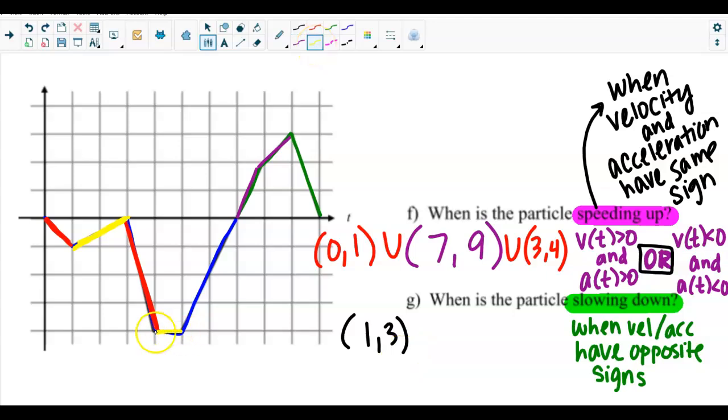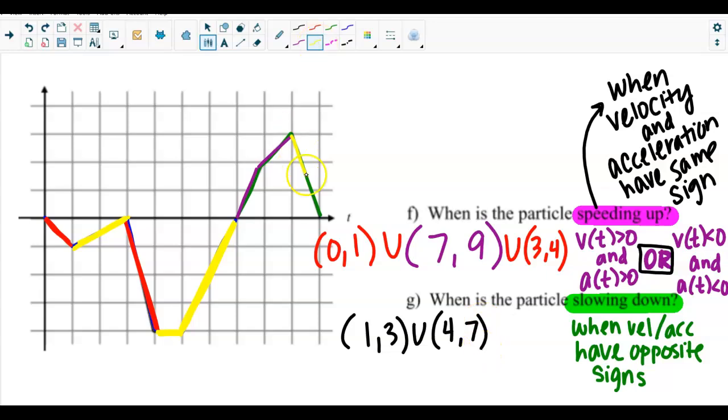again right here, velocity is negative, but acceleration, the slope, is 0. And so it is speeding down. Same thing right here. Velocity is negative, but its slope or acceleration is positive. So that is also slowing down. So we would say in union with time of 4 to 7.